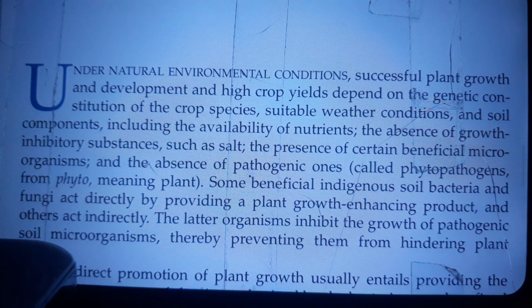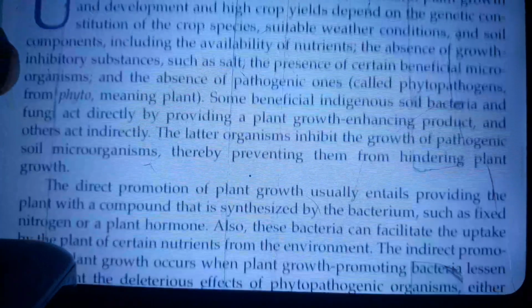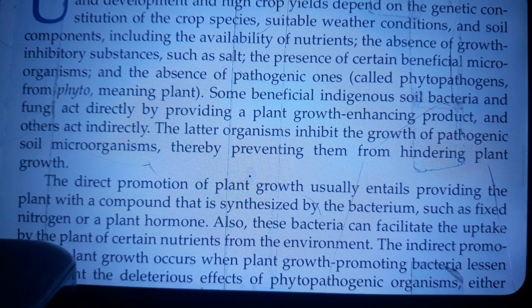Under natural environmental conditions, successful plant growth and development and high crop yield depend on the genetic constitution of the crop species, suitable weather conditions and soil components, including the availability of nutrients, the absence of growth inhibitory substances such as salt, the presence of certain beneficial microorganisms, and the absence of pathogenic ones, called phytopathogens.